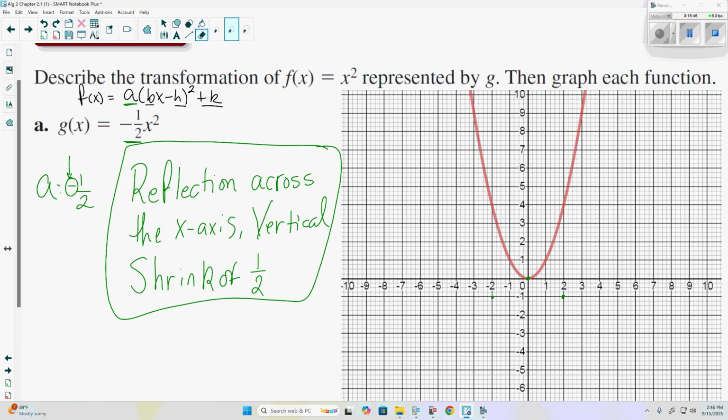I went too far. Yeah. 4. Yeah. It's kind of this more spread out. Questions on this here?